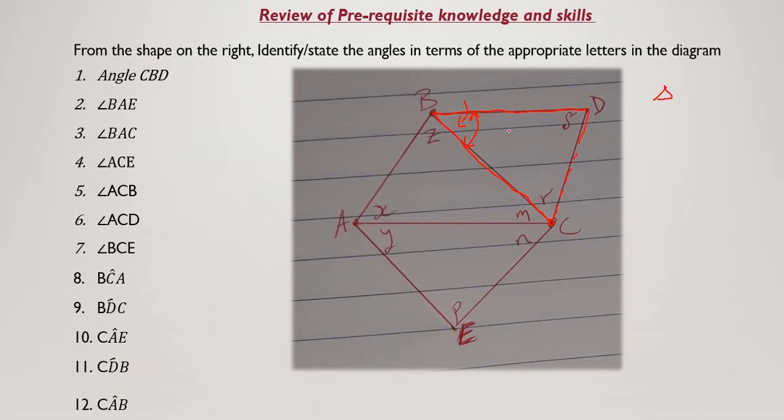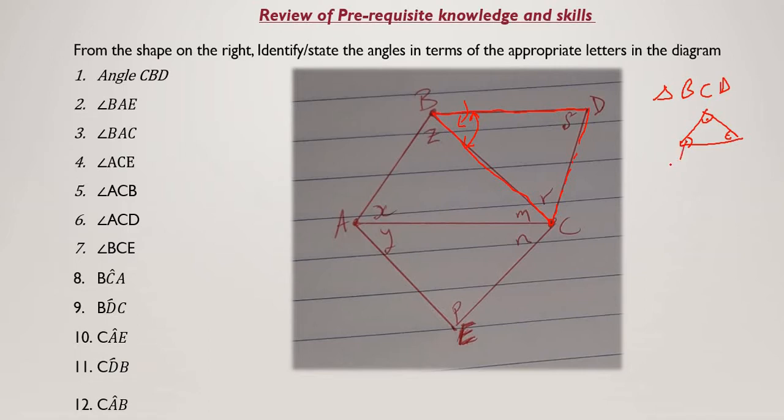If you look at the fact that we have a triangle, we can start at any letter, let's say B. We can say triangle BCD. That's this triangle here. I know that in any triangle, the sum of the three angles adds up to 180 degrees.